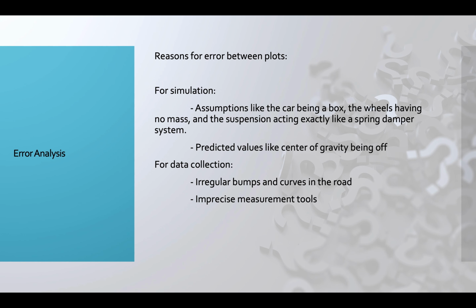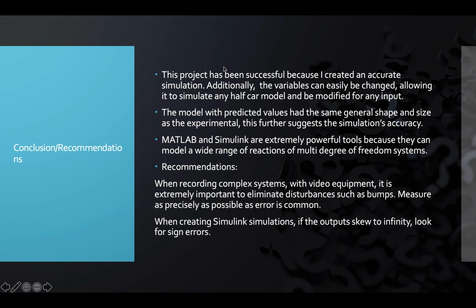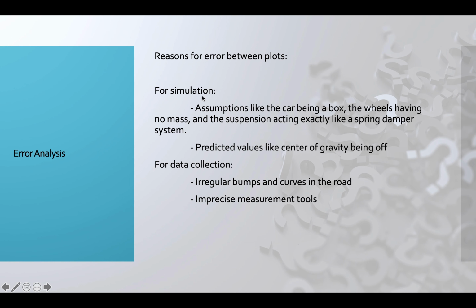Error analysis. So there are many reasons why there could be error between these plots, and so it makes sense that there is a large margin of error. So for the simulation, assumptions like the car being a box, the wheels having no mass, and the suspension acting like a perfect spring damper system will most certainly have an effect. Additionally, predicted values like the center of gravity could be off. For data collection, irregular bumps and curves were on the road, and imprecise measurement tools, such as the camera not being positioned perfectly, can affect the quality of the data.